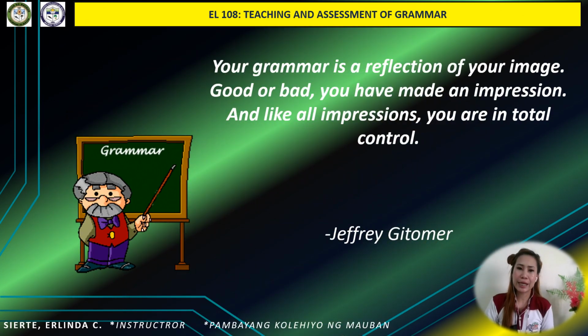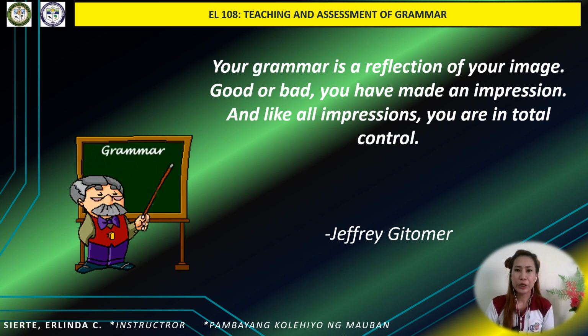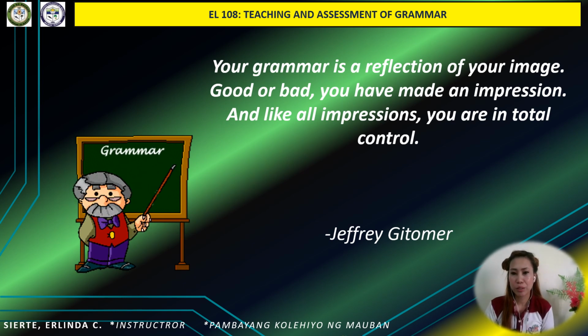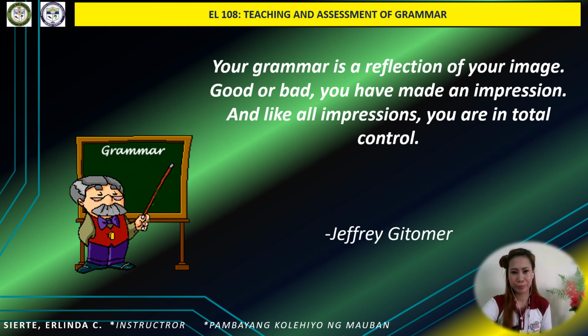Before we start, let's have first this line. It says, your grammar is a reflection of your image. Good or bad, you have made an impression, and like all impressions, you are in total control. So that is according to Jeffrey Gitomer.